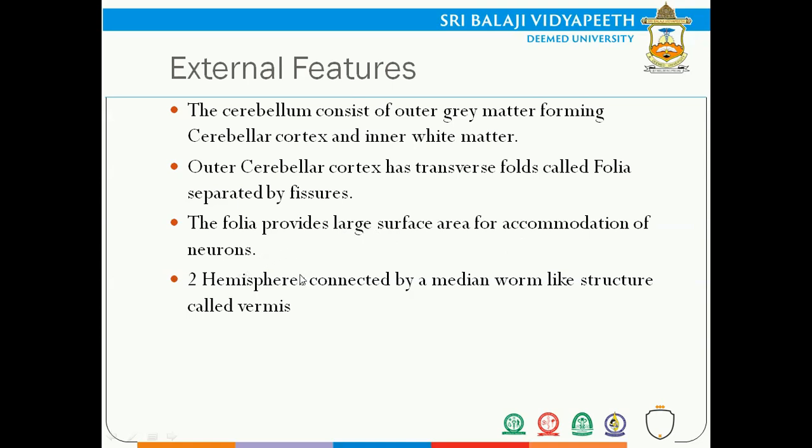The two hemispheres of the cerebellum, the right and the left, are connected by a median worm-like structure, which we call the vermis. The vermis can be divided into two, a superior part and an inferior part. The superior part will cover and blend along with the upper border of the cerebellum, while the lower part will form the flocculonodular lobe.